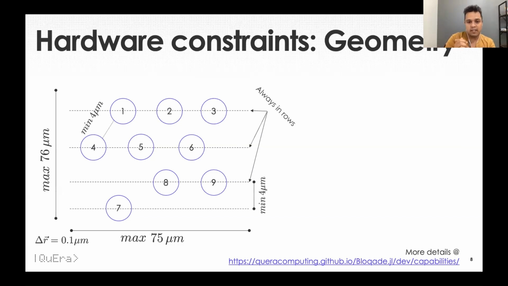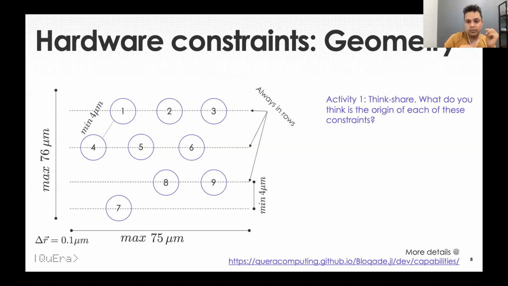One more thing that you have to remember is that the atom geometry is flexible, but along the y direction, atoms will always have to be positioned in flat rows. And these flat rows have a distance of 4 micrometers between them.